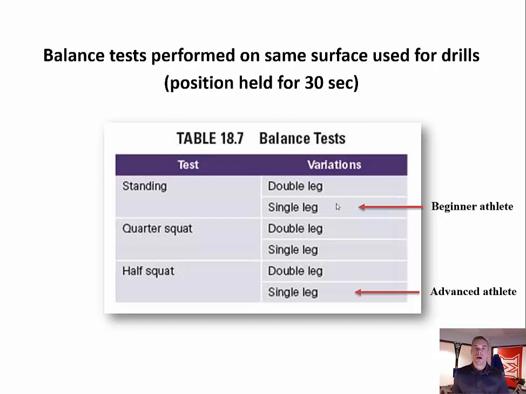Over time, as they have a higher training status, they may transition to doing a quarter squat on both legs versus a single leg. However, an athlete who is considered advanced training status in terms of plyometric exercise, ideally that athlete should be able to hold a half squat on one leg in order to perform a high intensity plyometric training program.